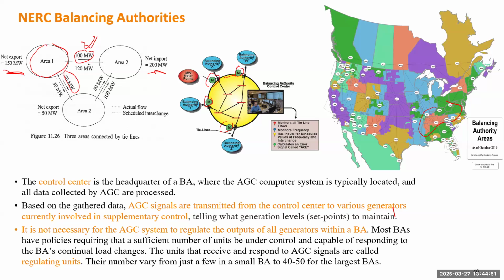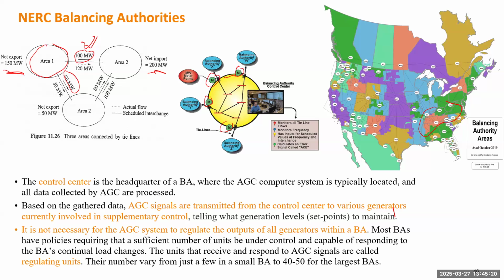For the AGC system, it's not necessary to regulate all generators. You just need to have the smallest number which is sufficient for this balancing authority to maintain the frequency and time flow. It doesn't have to include every unit. The units that receive a response to the AGC signal are called regulating units.